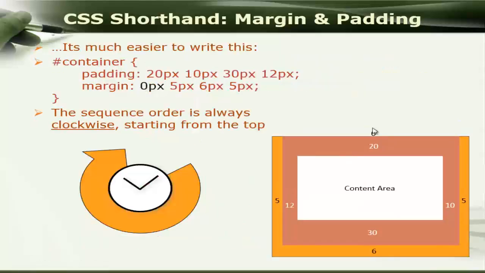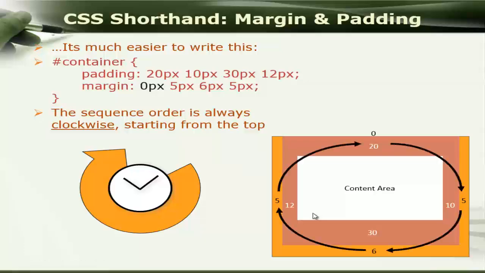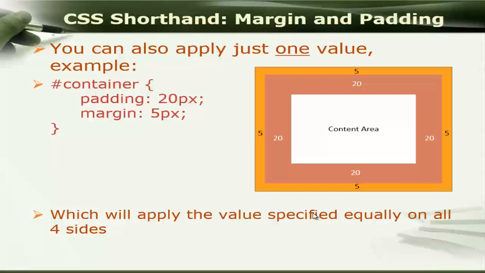Again, remember the way in which you specify the values. If you are doing it in the shortcut way, it always goes in the clockwise direction: top, right, bottom and left. It always goes in that direction. You can specify it any way you want, or if you want the same values across every location, just give one value. If you say 20, that means 20 will be there across all. If you say margin is 5, one value means it is used everywhere.